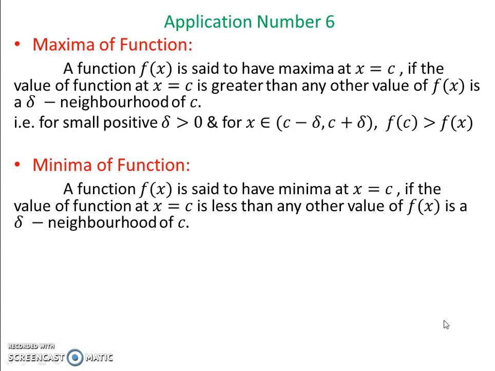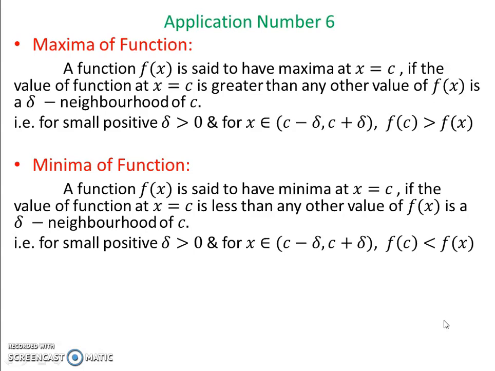Similarly, minima. A function is said to have a minima at x equal to c if the value of function at x equal to c is less than any other value of f of x in delta neighborhood of c. That is, for a small positive number delta and x belongs to open interval c minus delta, c plus delta, f of c less than f of x.